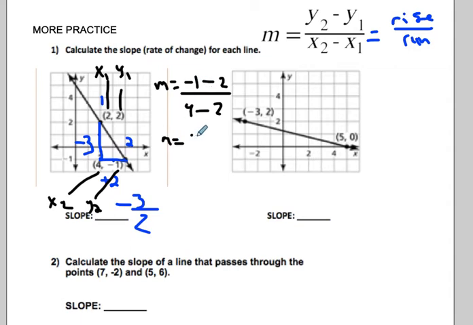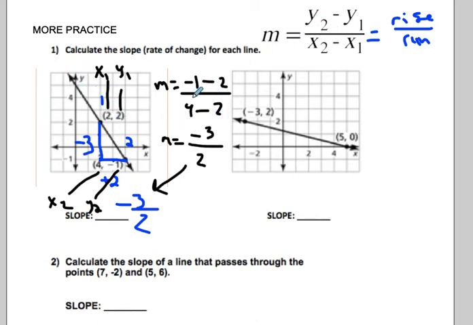-1 minus 2 is like you owe me $1 and you owe me another $2, so you owe me $3. 4 minus 2 is 2. Look at that, it's the same thing. You should get the same thing. And just another quick note is that this line is slanting downwards as you go to the right, so you should get a negative slope out of this. So if you mess up your negative sign somewhere, take note that you should be getting a negative right there.